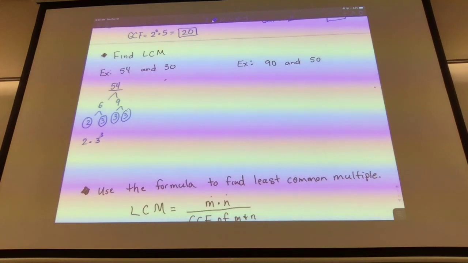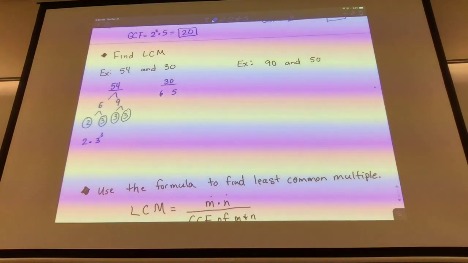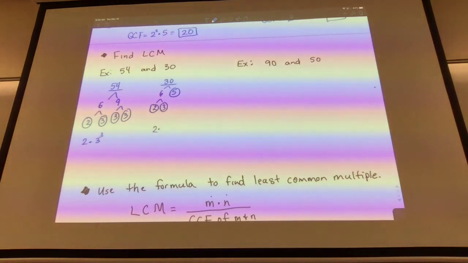And for 30, I'm just going to jump out and do 6 times 5. You could have said 5 times 6. You could have said 3 times 10. You have lots of options. It doesn't necessarily matter, but 5 is prime. 6 is 2 times 3. So 2 times 3 times 5.